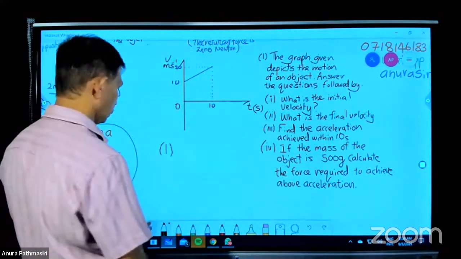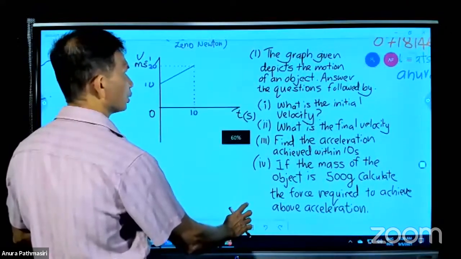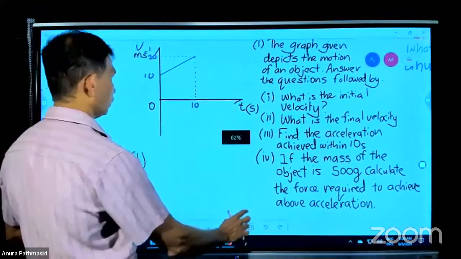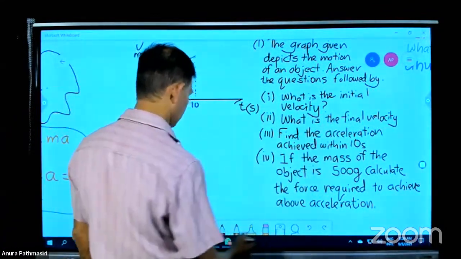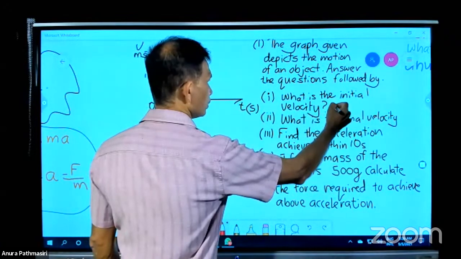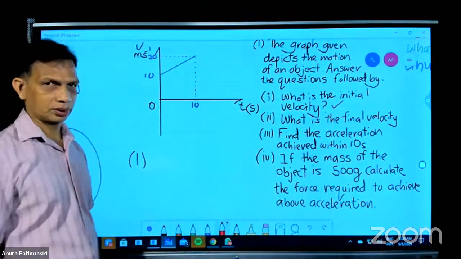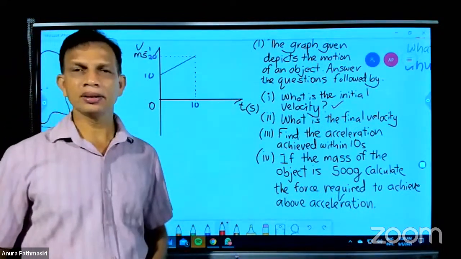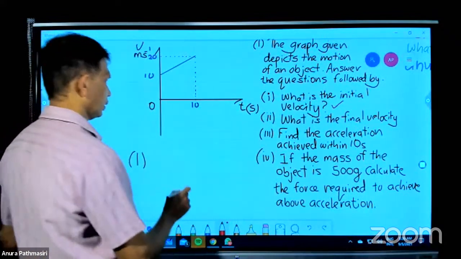What is the initial velocity? That's the first question. What is the initial velocity? 10 meters per second. Yes, initial means the starting velocity.